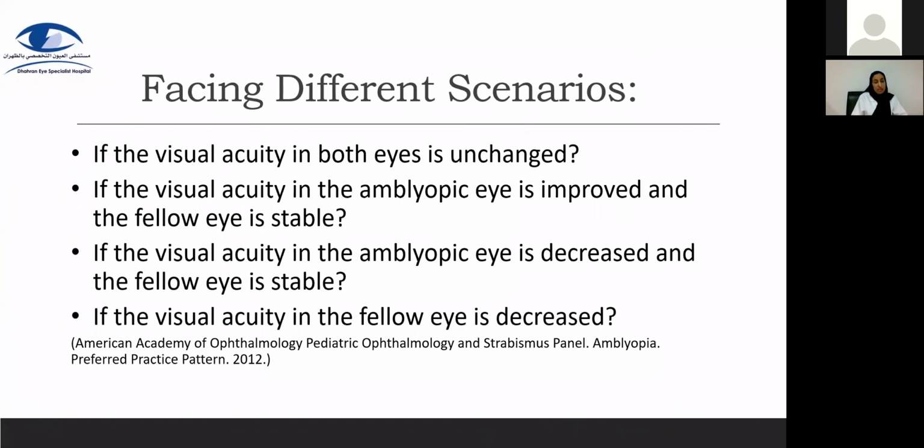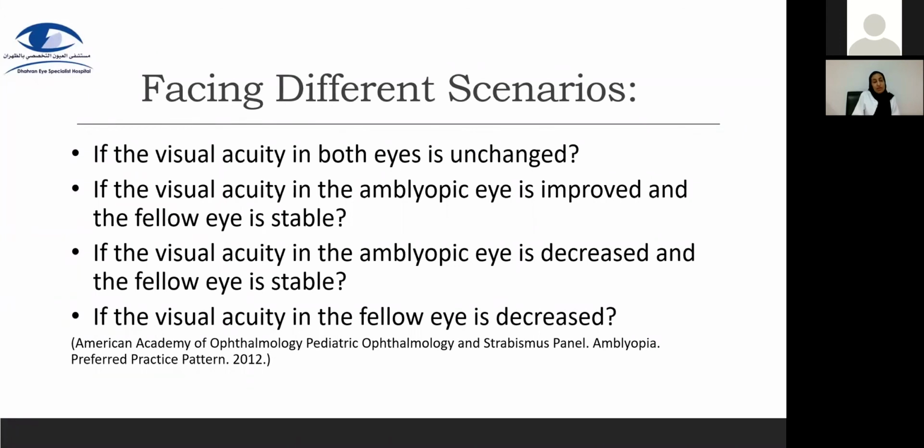What about if the visual acuity in the amblyopic eye has decreased and the fellow eye is stable? If there is a vision that has decreased from what it was at the first visit in the amblyopic eye, then I would re-examine the patient. Maybe something came up with the eye. There is an organic lesion or a disease that was not there before. So a complete ophthalmic examination should be done, and full cycloplegic refraction and comprehensive ophthalmic examination should be performed in the clinic, and re-evaluate the patient again. The other thing, you should check compliance, either from the child or the parents.